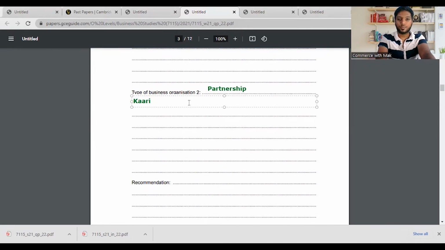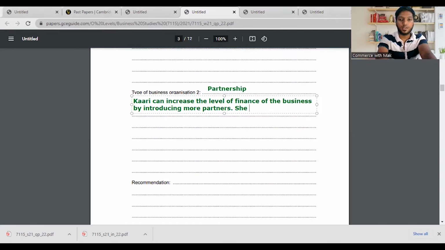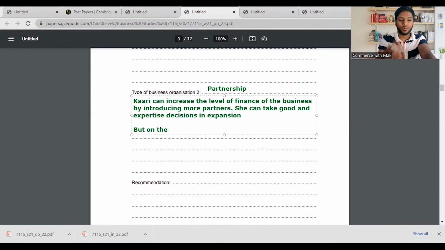Okay, so Kari can increase the level of finance of the business by introducing more partners. She can take good and expert decisions in expansion. Then I can write, but on the other side, I'm going to write 3 disadvantages, guys.